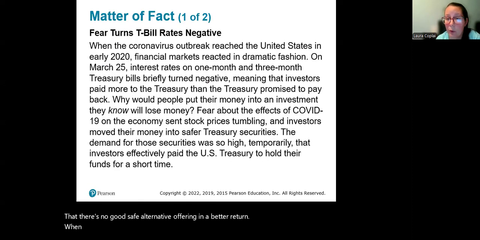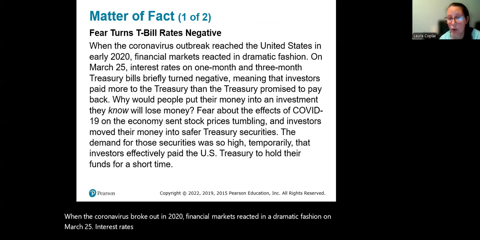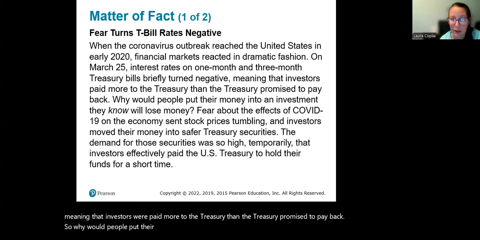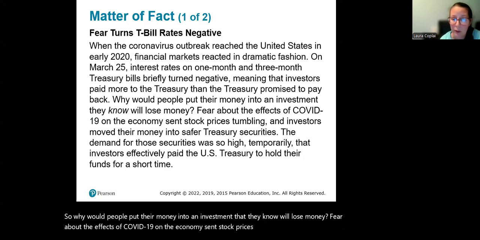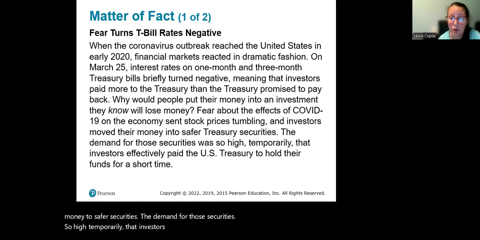When the coronavirus broke out in 2020, financial markets reacted in a dramatic fashion. On March 25th, interest rates on 1-month and 3-month Treasury bills briefly turned negative, meaning that investors paid more to the Treasury than the Treasury promised to pay back. So why would people put their money into an investment that they know will lose money? Fear about the effects of COVID-19 on the economy sent stock prices tumbling. Investors moved their money to safer securities. The demand for those securities was so high temporarily that investors effectively paid the U.S. Treasury to hold their funds for a short time.